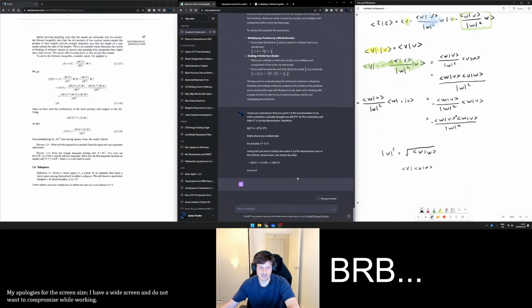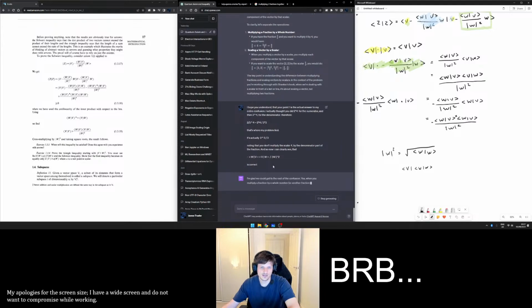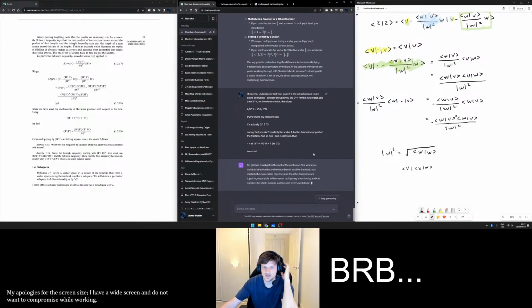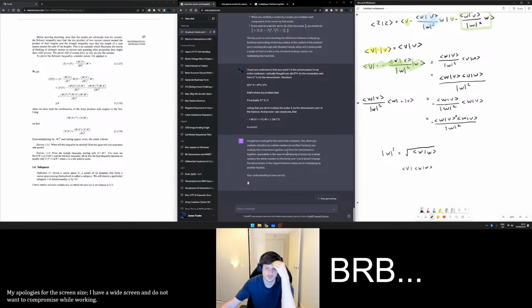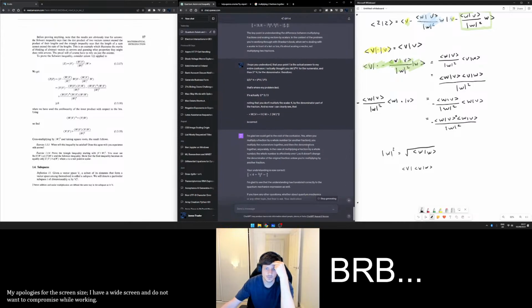This is what it says. I'm glad we could get to the root of the confusion. Yes, when you multiply a fraction by a whole number, you multiply the numerators together, and then the denominators together separately. In the case of multiplying a fraction by a whole number, the whole number is effectively over 1, so it doesn't change the denominator.